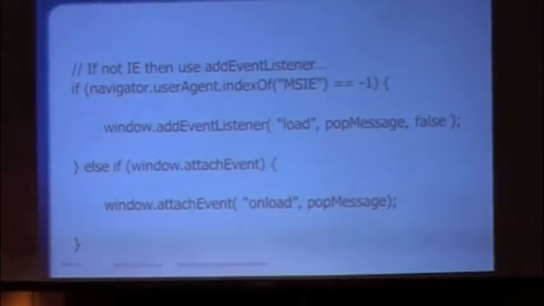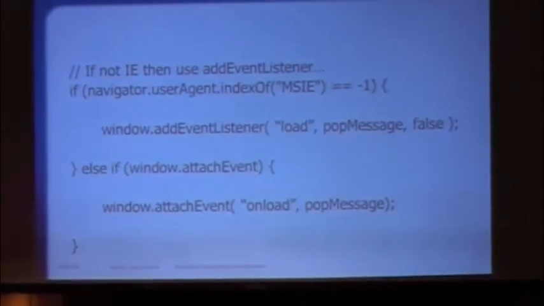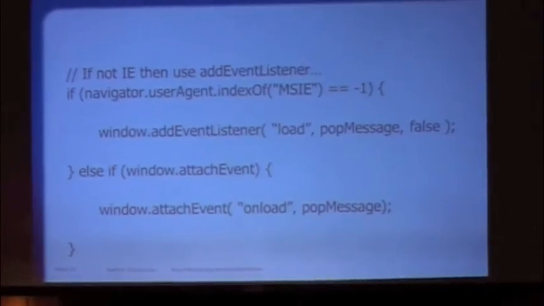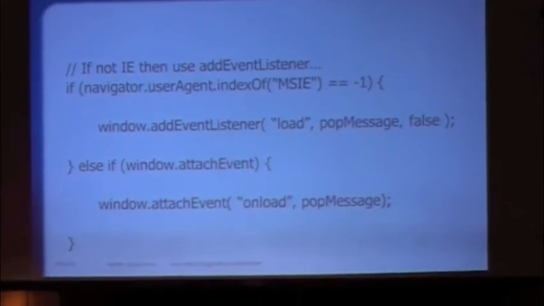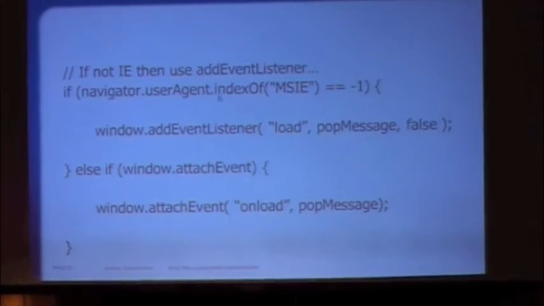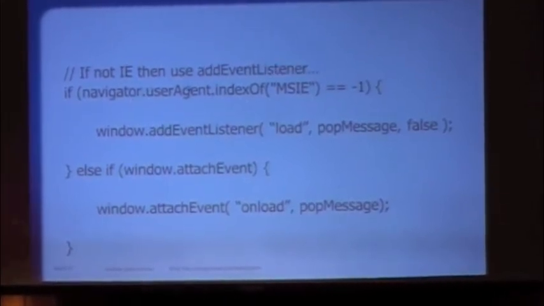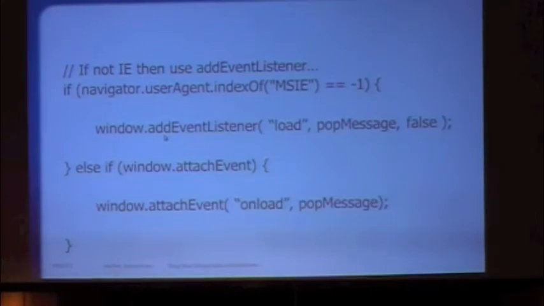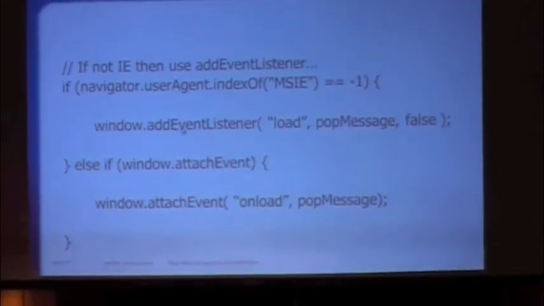So let's take a look at how we actually check that. This is a piece of code I got from about 4 years ago, from one of my applications. At the time, I was checking for the IE browser, because I wanted to check whether I could use add event listener or not. So what I check here is the user agent. If it's a non-IE browser, then I'm going to use the W3C standard called add event listener.